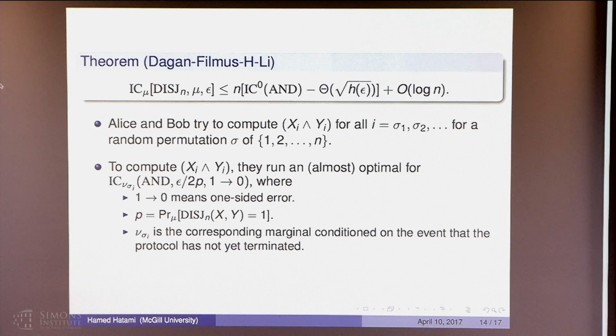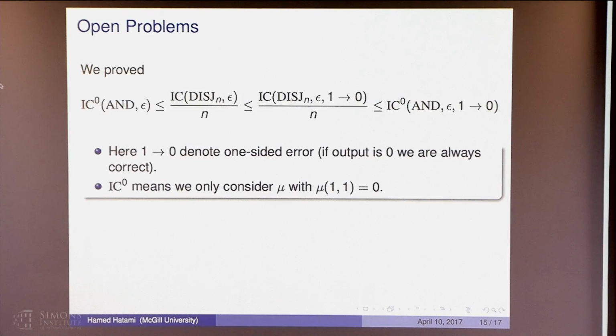Then you also care about how you're measuring these information costs. These are the marginals conditioned on some events. So this is the protocol, and then you have to analyze it. The analysis is about 2 pages, it's not that bad. And out of that, you get this nice upper bound. So it's coming from that. Okay, so let me jump to open problems.